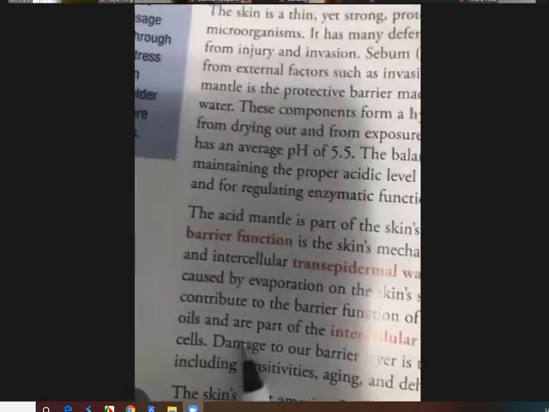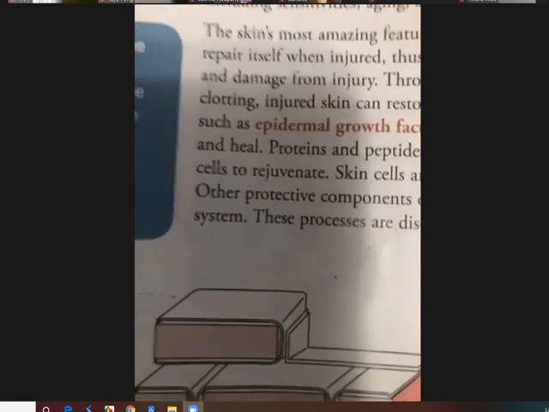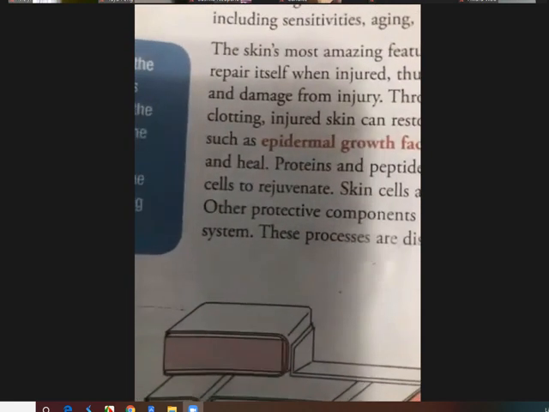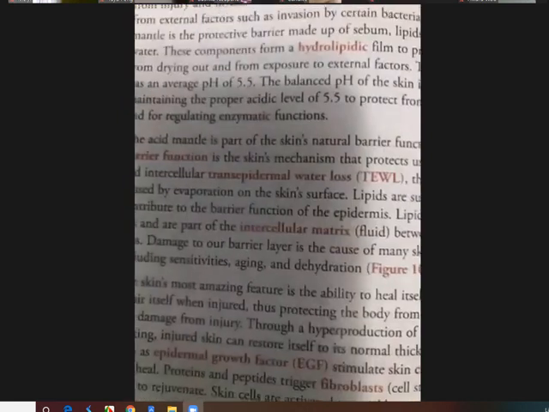Okay, so lipids are protective oil and are part of your intercellular matrix, which is a fluid between your epidermal cells. So that means in between your cells, you will find oil, which is lipid. Okay?